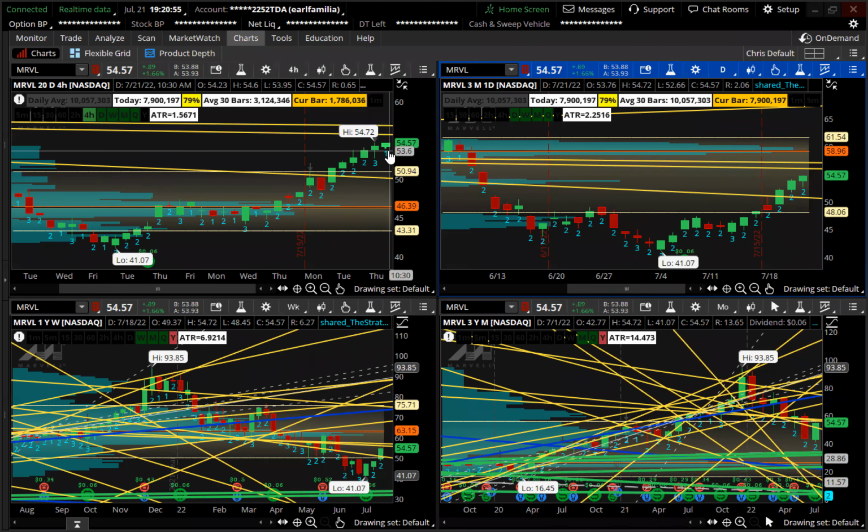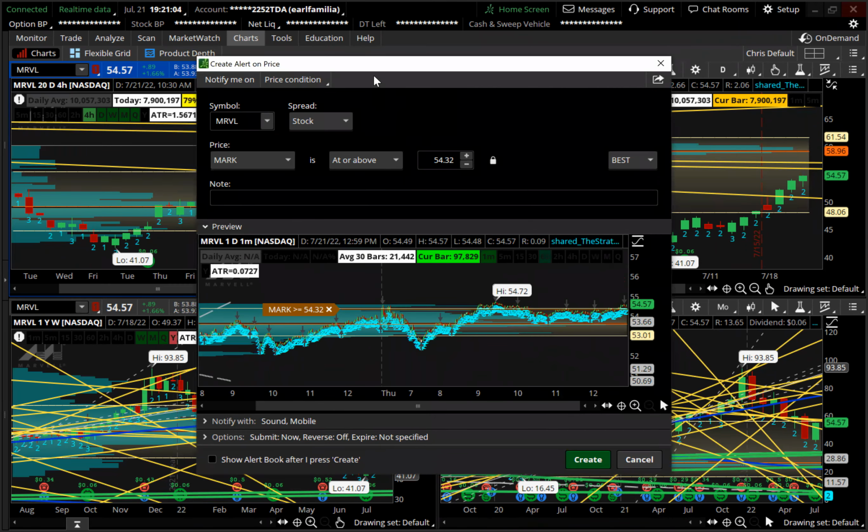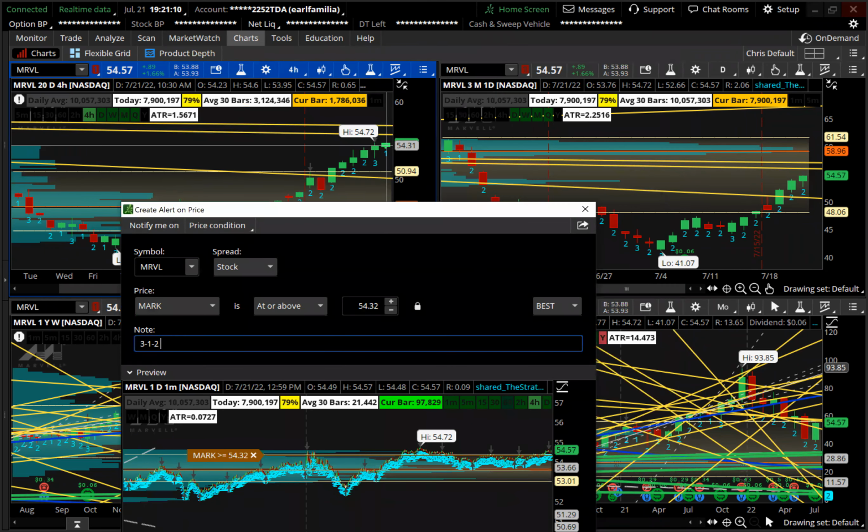We got the Chicago 312 on the 4 hour above 54.60. We're right at trigger level, so we could gap over it tomorrow. That is a potential when they're super close like that. So that would not be ideal.